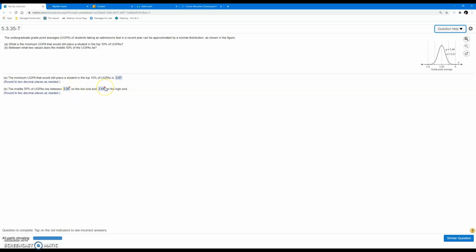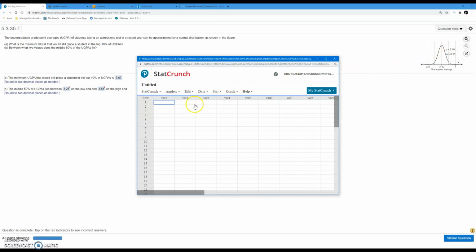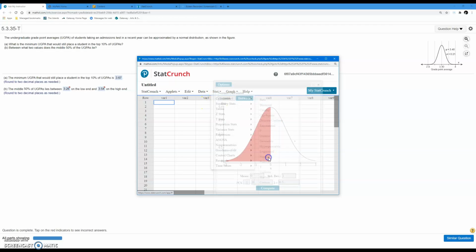If you see a little red mark on the top right corner, that means that this is the correct answer. Let me show you how they got the correct answers using StatCrunch. So over here on the top right, you see this little graphic that shows the average and the standard deviation. So if you go to question help and get StatCrunch going, you can find the normal calculator by going to Stat, Calculators, and then down to Normal.